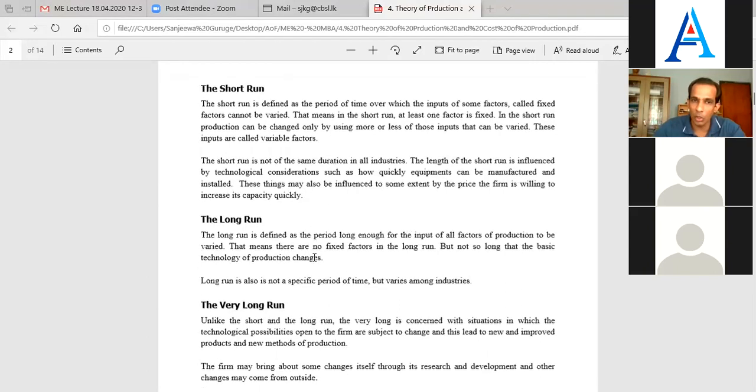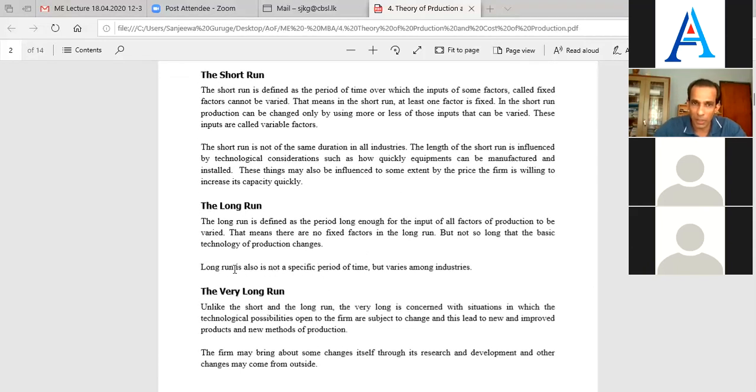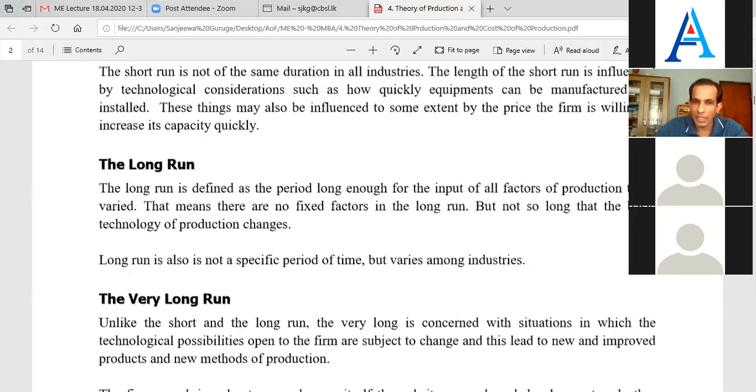So in the long run also, we know the meaning is that the long run means there are no fixed factors. That is also not a specific time period, but varies among industries, right? So here it is given, long run is also not a specific period of time, but varies among industries, right?